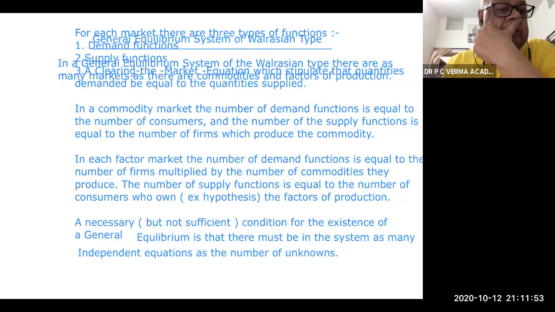Thus, the first task in establishing existence is to describe the economy by means of a system of equations.